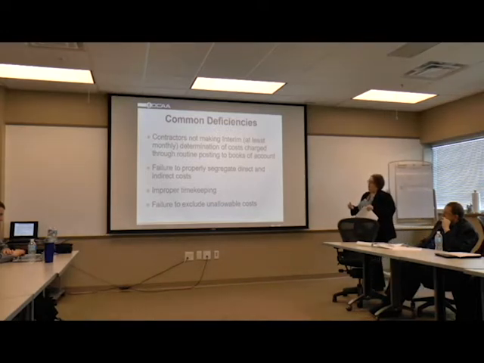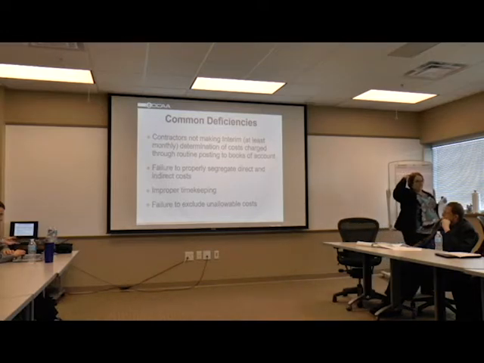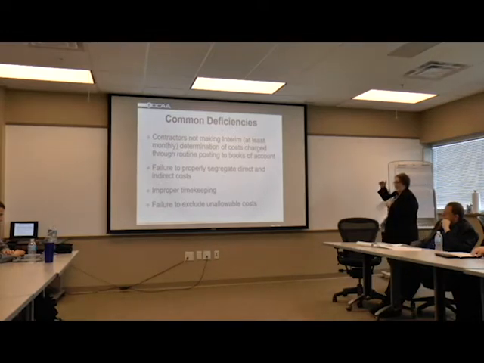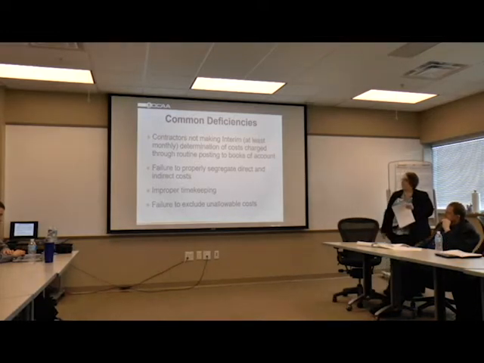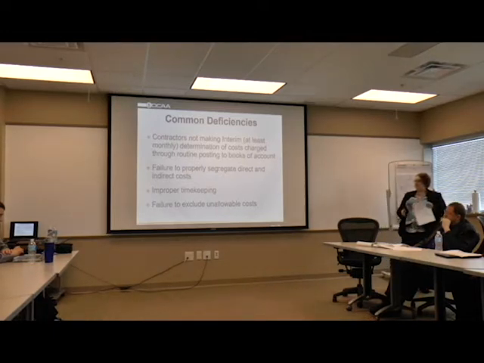Failure to properly segregate direct and indirect cost. Read back through those questions: Does this benefit just the contract? Does this benefit multiple contracts? Is this needed for the overall business? That segregation of cost, proper classification of cost, and improper timekeeping, like not keeping a timesheet or only completing a timesheet once a month. Those are common things that we find.